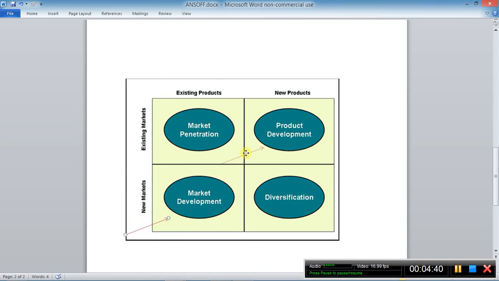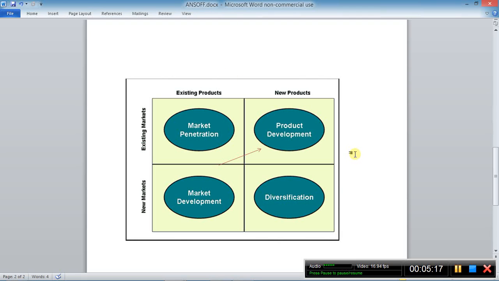The third strategy that we're going to be looking at is product development. A product development strategy looks at a company developing new products and offering these products to its existing markets. In this instance, the company will rely on its strengths related to its specific customers rather than its new products. There would be, more often than not, a large investment in research and development.